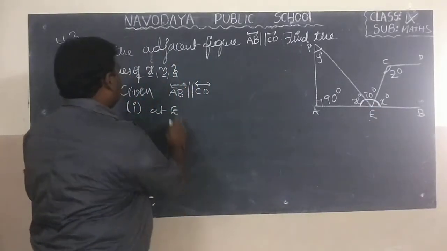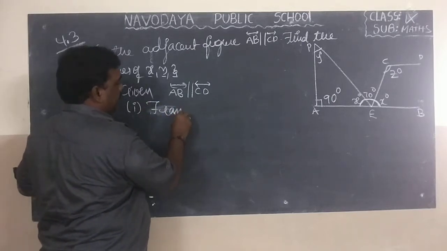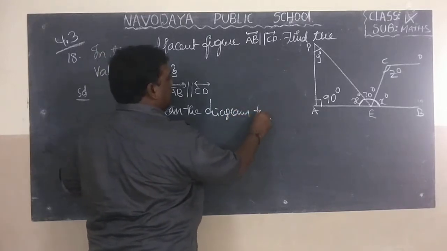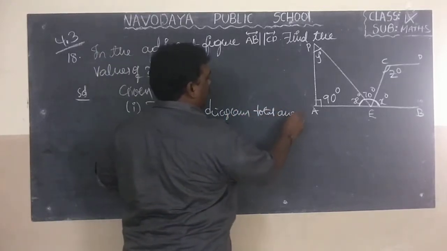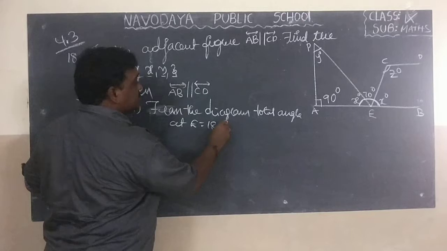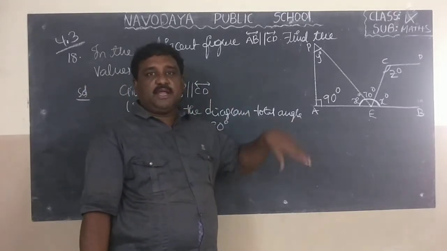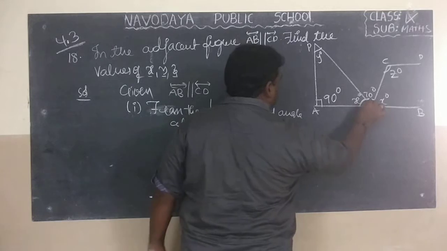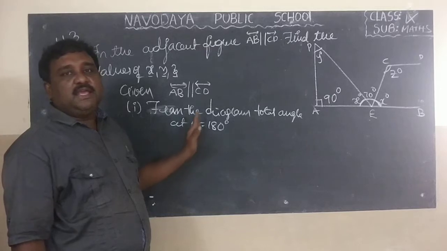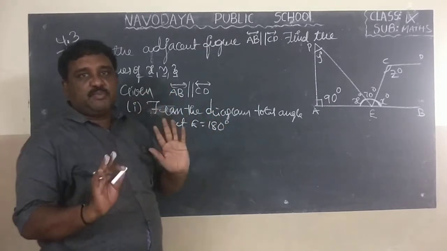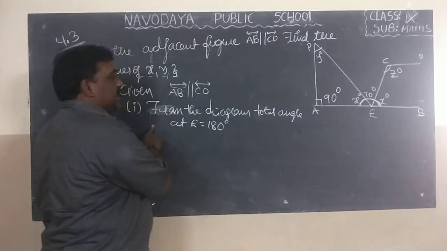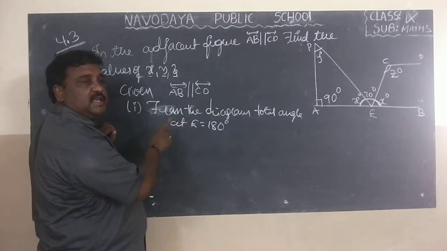From the diagram, total angle at E equal to 180. How is it known to you? How is it known to you it is 180? Because all three together form protractor shape. So from the diagram, total angle at E equal to 180. Reason? Protractor shape. Remember, protractor shape means it is 180. So from the diagram, it is important. Total angle at E equal to 180.